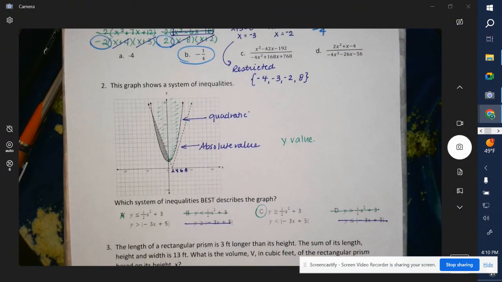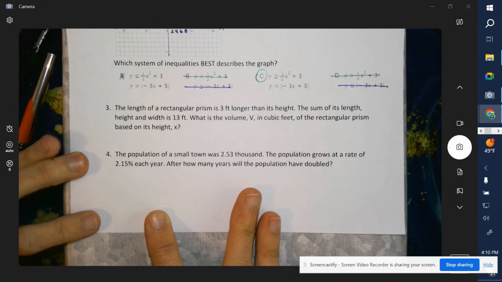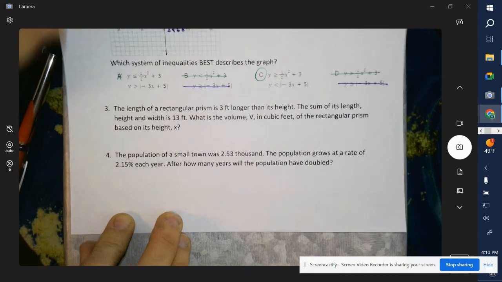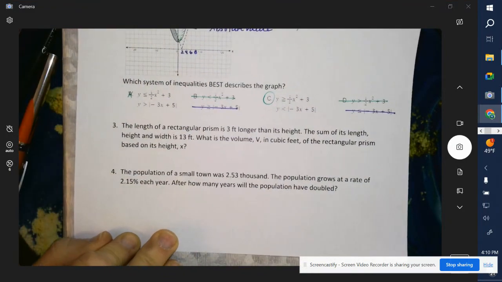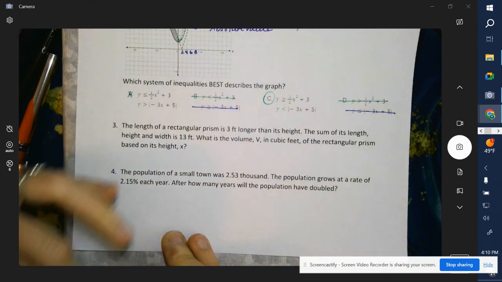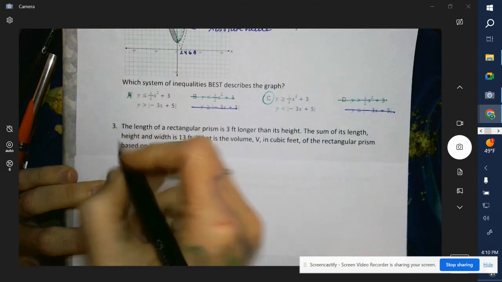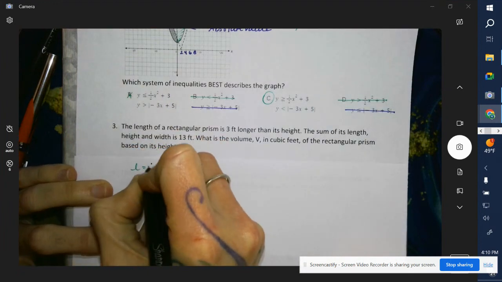All right, number 3, the length of a rectangular prism. Now, this is a fun one. It's a little fuzzy, a little wild. It's a great EOC question. Let's see if I can get another sheet of paper so I can show you all the work. The length of a rectangular prism is 3 feet longer than its height. So we know that length is equal to 3 feet longer than its height.